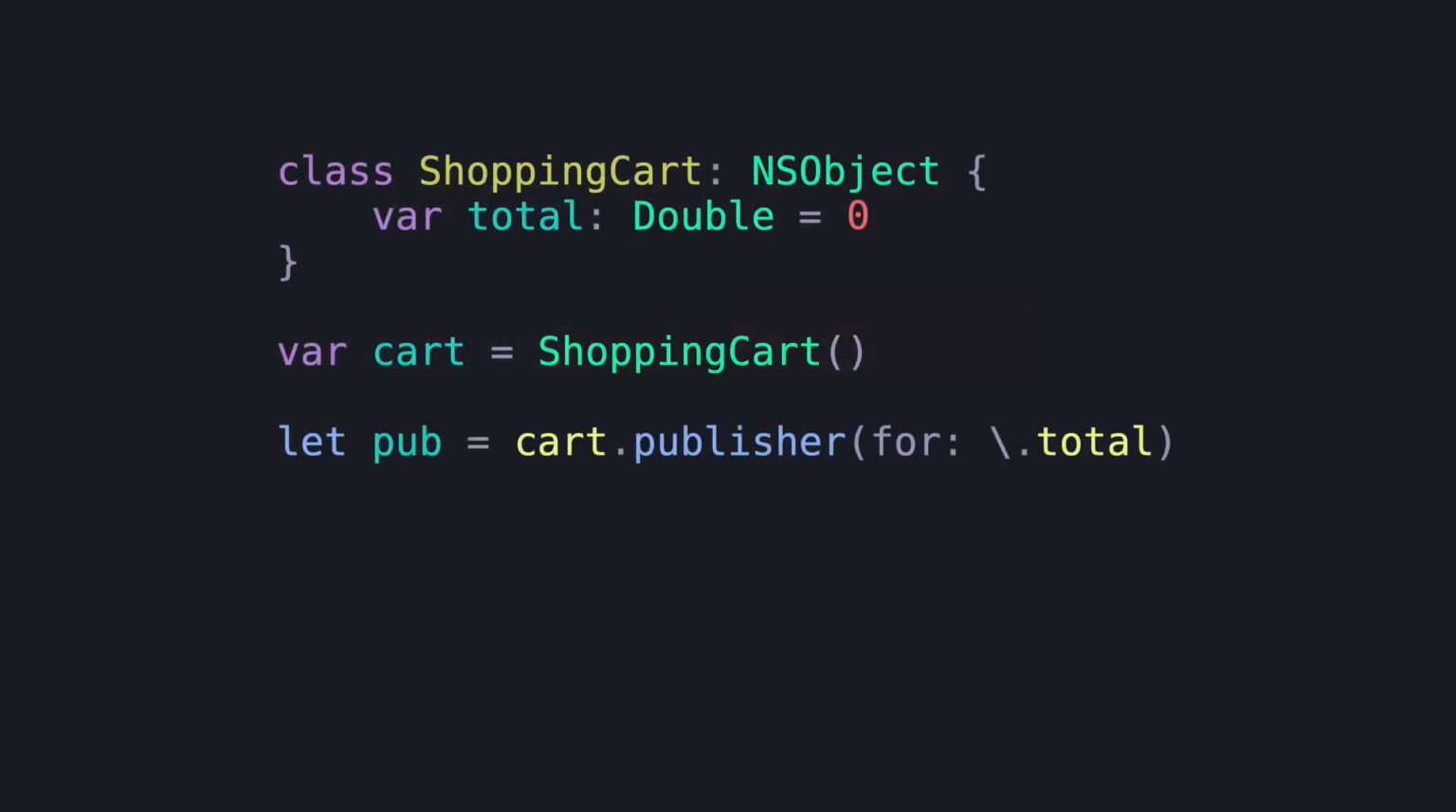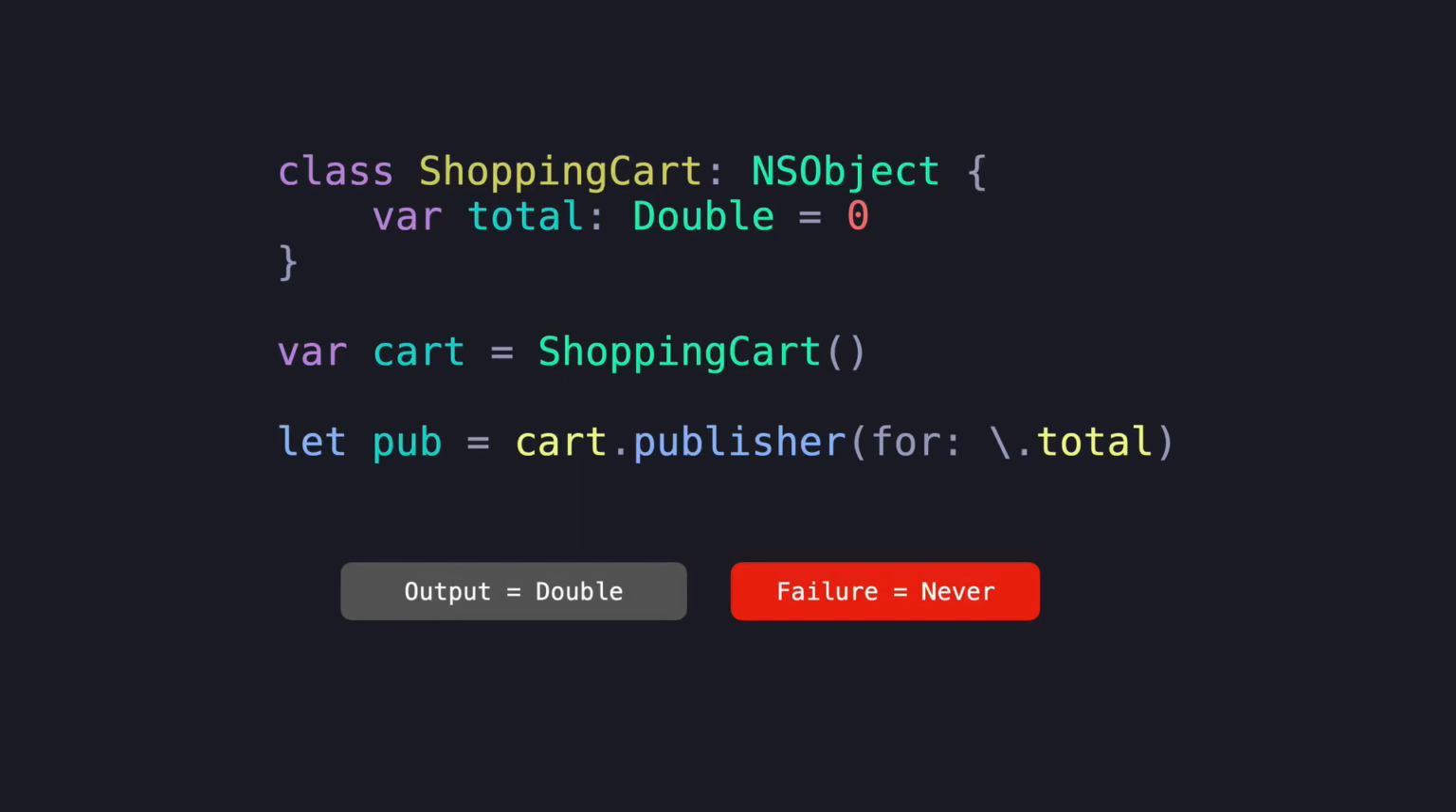So here's an example where we have a shopping cart that inherits from NSObject. It's got a total property, and we create an instance of this shopping cart. Now we want to observe the total property. One way we can do that is with key value observing, and Combine ships with an extension on NSObject, which allows us to get a publisher for any key path, and that's going to hook in using key value observing. And now we have a publisher that will produce values of whatever that key path type is. So in this case, our property is of type Double, and so this is going to give us a publisher whose output type is Double and the failure type is Never.